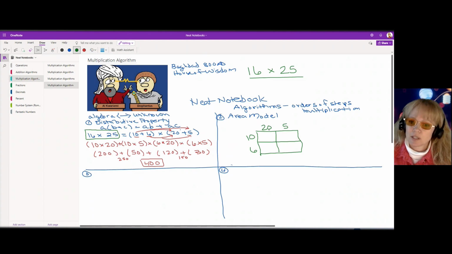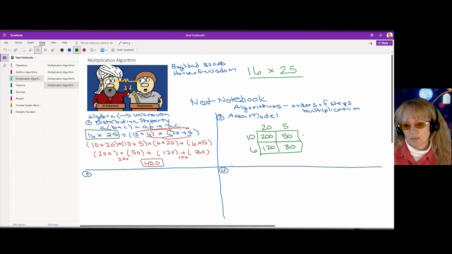All right, now I'm going to multiply each of my parts. 20 times 10 is 200. 20 times 6 is 120. 5 times 10 is 50. 5 times 6 is 30. Alrighty. And now I just add all the parts up. So I could go to the right or I could go down. And either way, I'm going to get to the same place. Let's go to the right.